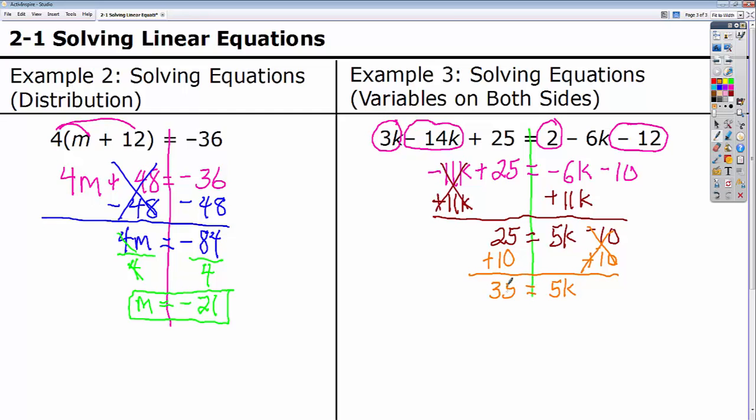That's 35. Alright, then we're down to our last step. We have something multiplied by our k, so we're going to divide by that value, divide by 5, divide by 5. 35 over 5 is 7. The 5's cancel here. 7 equals k. Alright, and that's pretty much all we're going to be working on in this section.